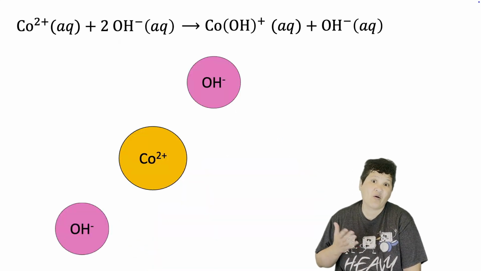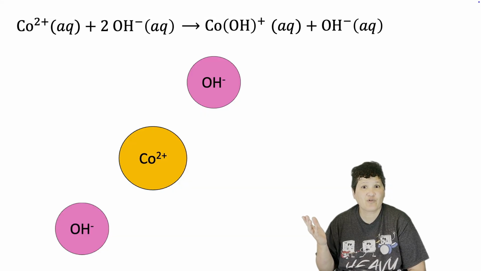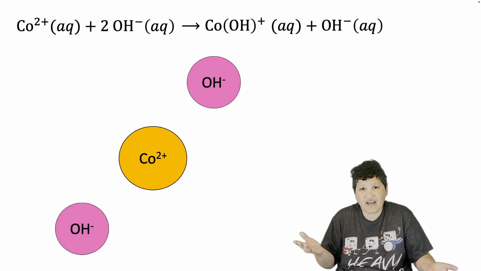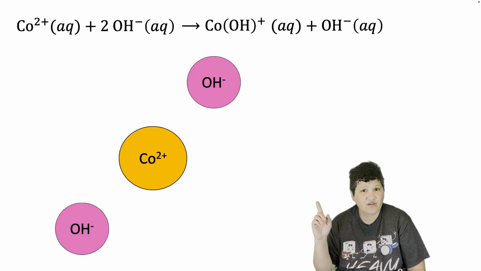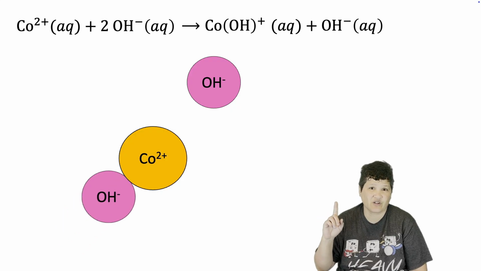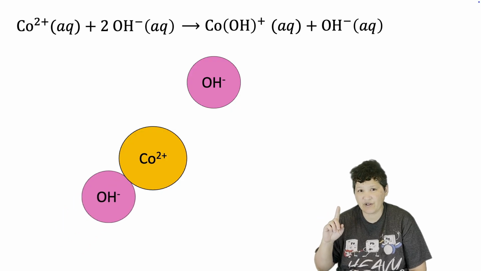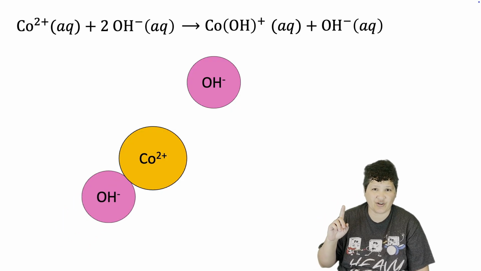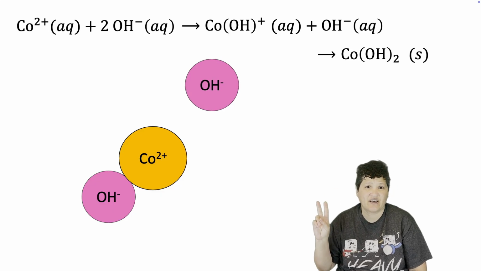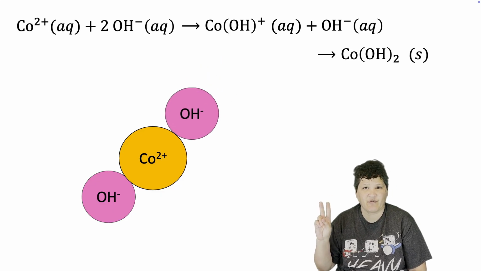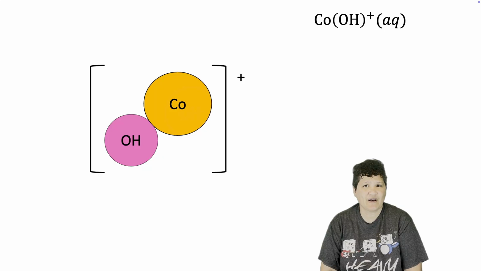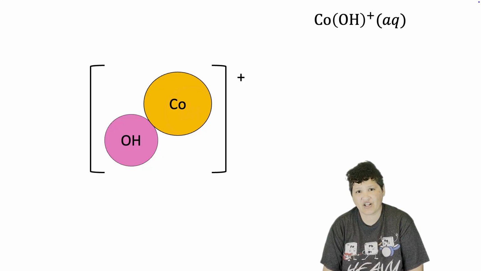So how might cobalt hydroxide actually form then? Well, you'd have to do it in 2 steps. First, one of the hydroxides would have to connect with the cobalt-2+ ion to form this weird ion that has an overall +1 charge. Then another hydroxide can react to form the ionic compound that we were expecting. I want to go back to this cobalt ion with a single attached hydroxide.